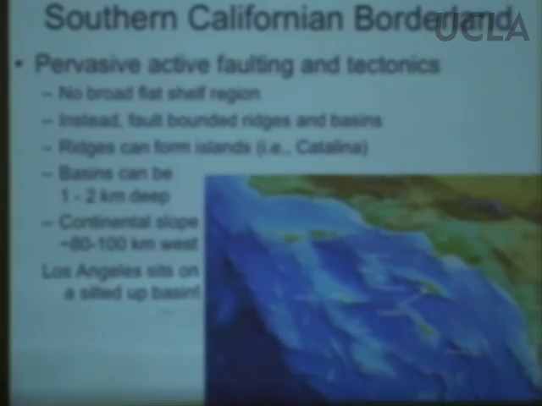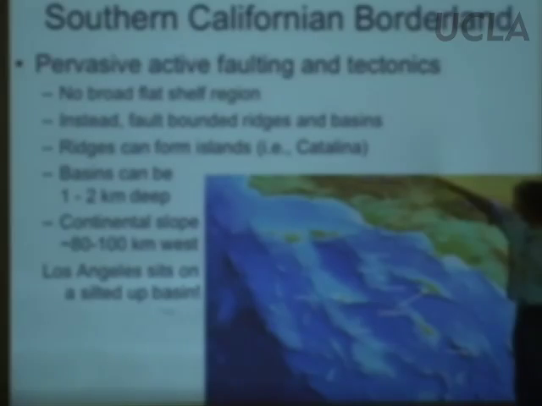Okay? No broad flat shelf. Instead, we have these mountains and valleys alternating with each other, and it turns out that many of them are bounded by faults, some of which cause earthquakes, many of which cause earthquakes, including, by the way, the San Andreas Fault, which comes right across here.